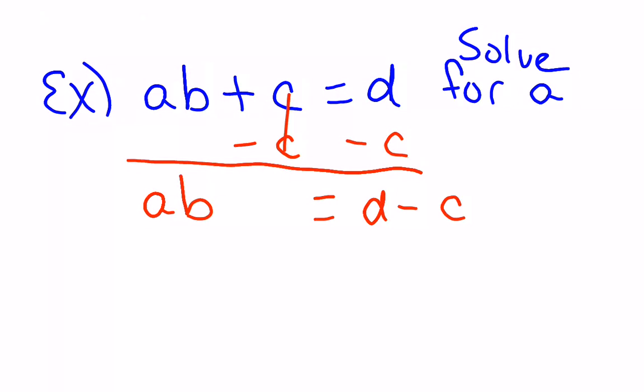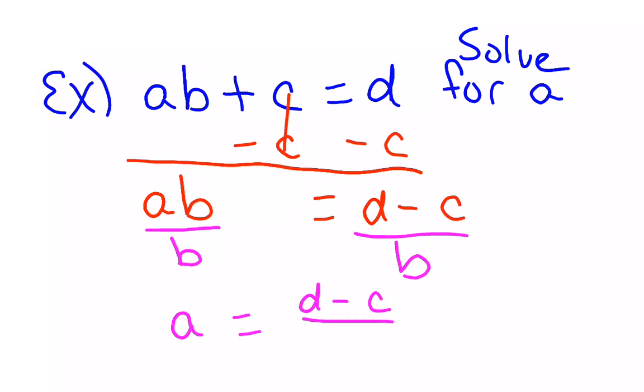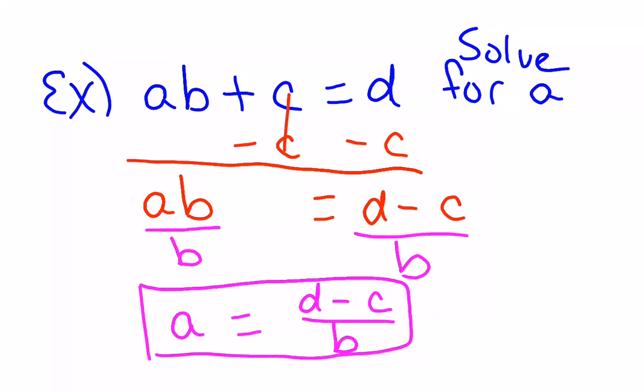The next step is, because we're not done, a is not all by itself. We have ab. And again, two things next to each other are multiplied. So to undo that, we divide both sides by b. So we get a equals d minus c divided by b. And now we've solved for a because a is all by itself on one side of the equal sign. So we're good to go.